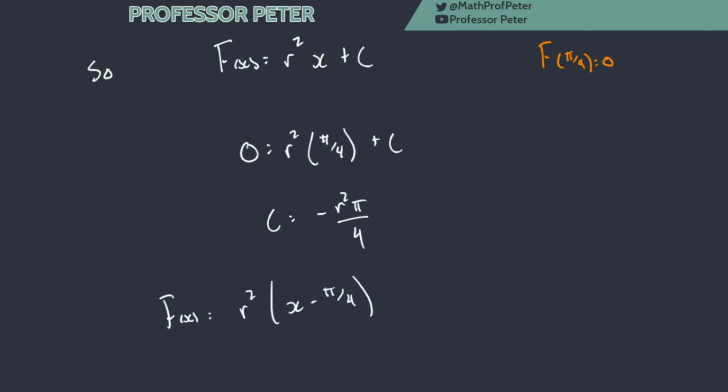And so again, evaluating this at pi over 2, is just r squared times pi over 2 minus pi over 4, which is pi r squared over 4, which, if you remember, that's exactly what we wanted to show, right? This is the area of a quarter circle, so the area of a circle is pi r squared.